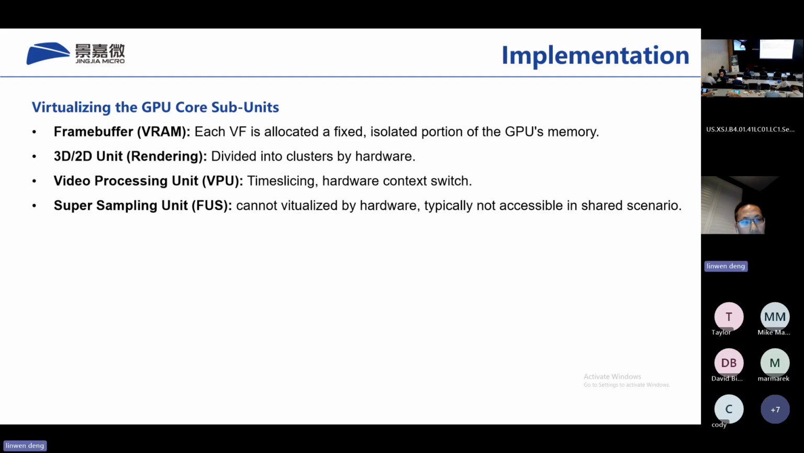The last one is the super sampling. Similar to NVIDIA DLSS and AMD FSR, providing high performance such as high FPS and resolution. They are designed for specific high performance tasks and cannot be partitioned. So because they cannot be divided, they are only available when a VF has been allocated the entire GPU resource. In a shared scenario, these units are typically not accessible.